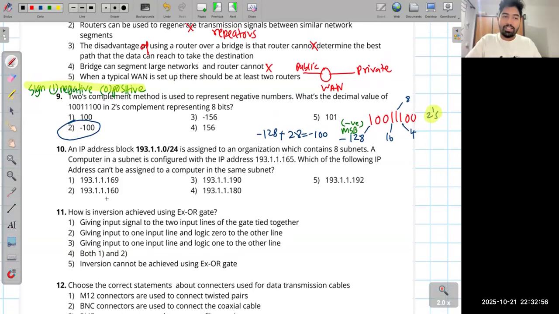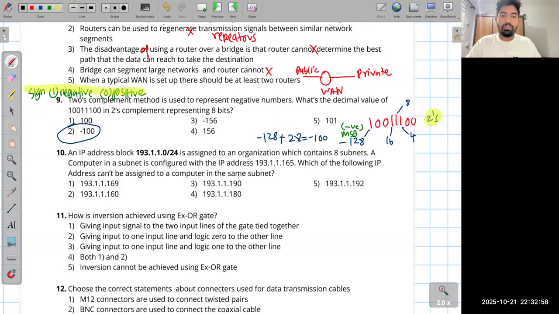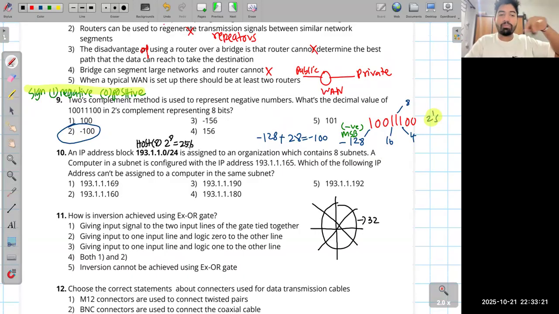But nice question. An IP address is given, /24. An organization is supposed to connect 8 subnets. If you divide into 8 subnets, you get 32 each, because 8 will divide 32. You have 256, right? How many hosts are there? 8 bits, 2 to the power 8 is 256. You divide it into 8 pieces.